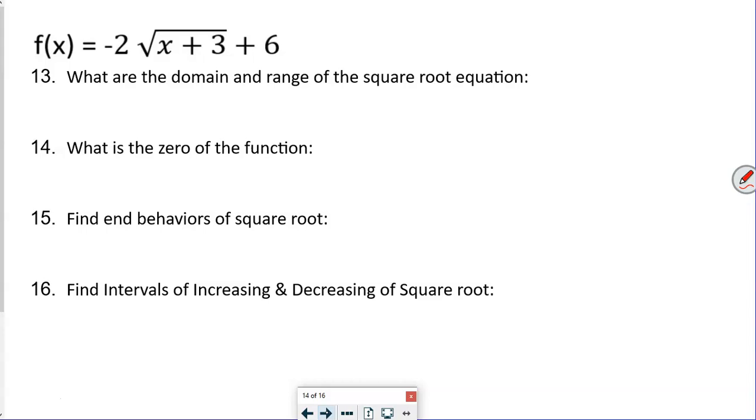So on this one it says, what are the domain and range of the square root equation? So remember, when we're talking about domain and range, we're always going to use our h, which here is -3, and our k, which is going to be 6. So on this one, we're going to say that x is, and let's go ahead and look at this graph on Desmos so you guys can see which direction it's moving in.